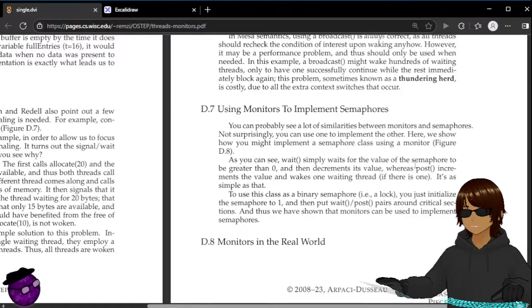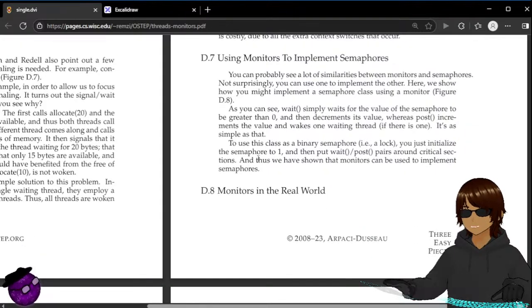Okay, wait waits for the value of the semaphore to be greater than 0 and then decrements its value, whereas post increments the value and wakes up one waiting thread. It's as simple as that. To use this class as a binary semaphore, you can initialize the semaphore to 1 and then put wait and post pairs around critical sections. And thus we have shown that monitors can be used to implement semaphores.